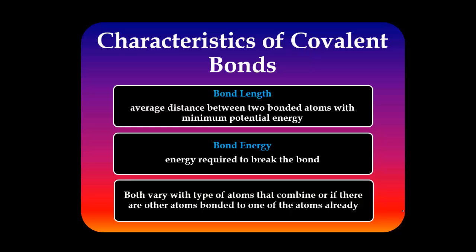Both of them will vary with the type of atoms that combine, and if there are other atoms that may already be bonded to one of the atoms. That's all because of how many electrons are already there, or that each atom brings to this bond.